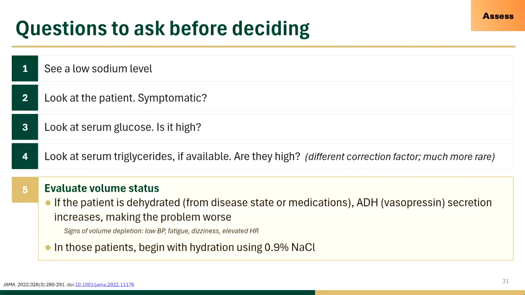All right, so in summary, questions to ask before deciding how you go about choosing your treatment. You see a low sodium level, you have to start thinking, is the patient experiencing symptoms? Are they in those neurological symptoms? Are they vomiting? Are they in a coma? Are they having seizures? Those are severe symptoms, and that immediately shunts us into one of the other pathways.